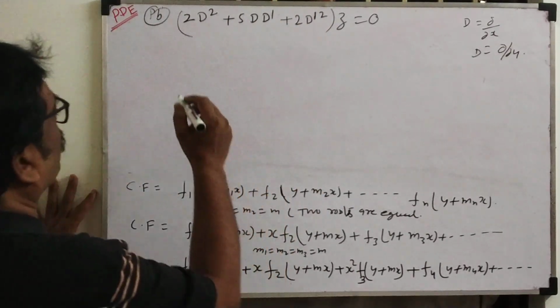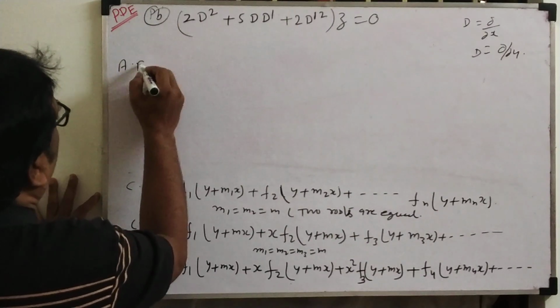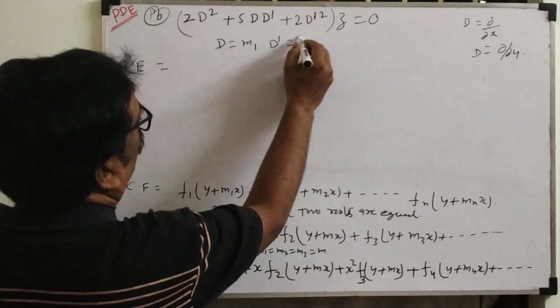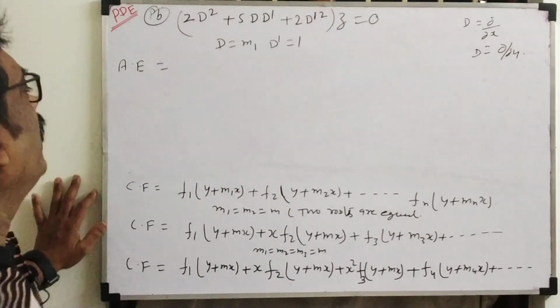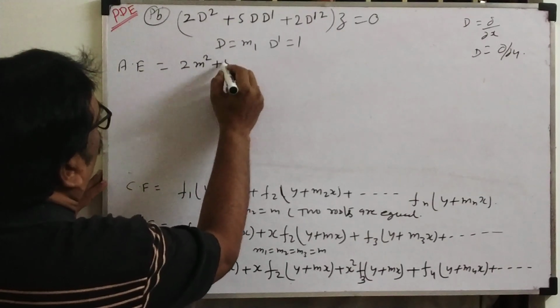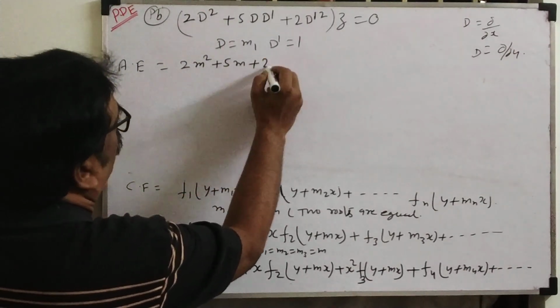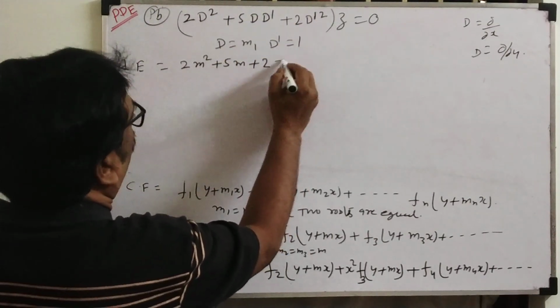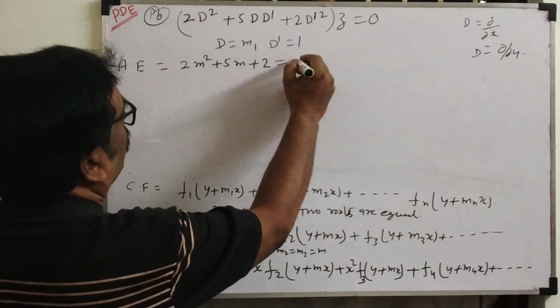We'll write the auxiliary equation. How will we write it? Put d equal to m and d' equal to 1, and we get the auxiliary equation: 2m square plus 5m plus 2 equals 0. Because d is equal to m and d' is 1. This is called the auxiliary equation.